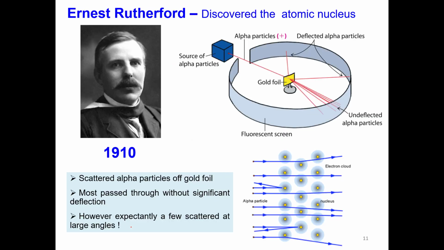Now we will see what Ernest Rutherford did, and he discovered the atomic nucleus. Then what was his experiment? It is the gold foil experiment. He took some ultra thin gold foil like that. It's really thin gold foil.